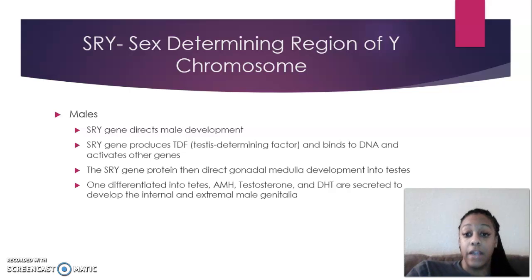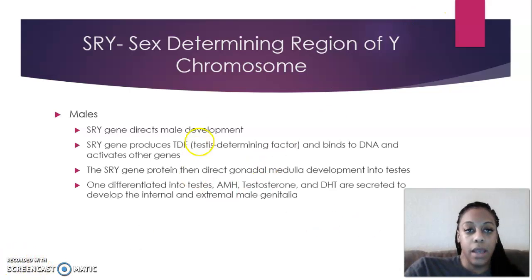Once differentiated into the testes, AMH, testosterone, and DHT are secreted to develop the internal and external male genitalia. AMH is the anti-Müllerian hormone. It's a glycoprotein secreted by Sertoli cells, which causes the Müllerian ducts to regress. Then we have androgens, which are testosterone and DHT. Testosterone in males converts the Wolffian ducts into male accessory structures like the epididymis, the vas deferens, and the seminal vesicle. DHT aids in the differentiation of the external male genitalia.